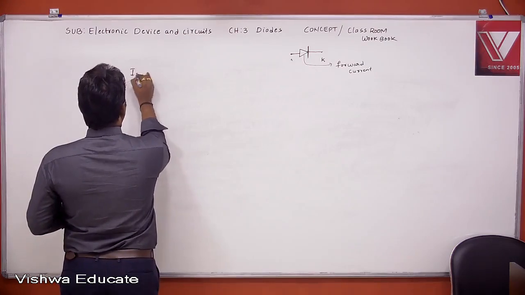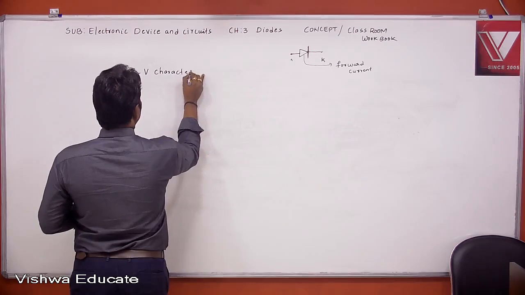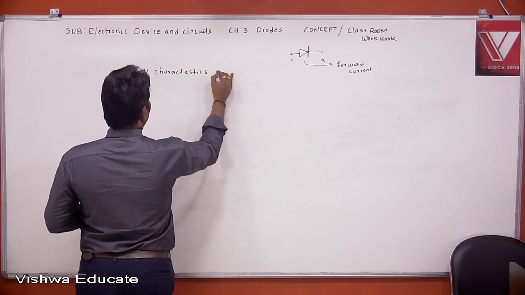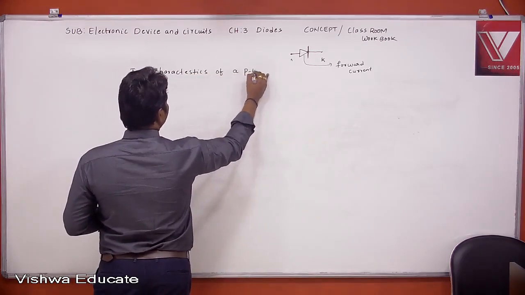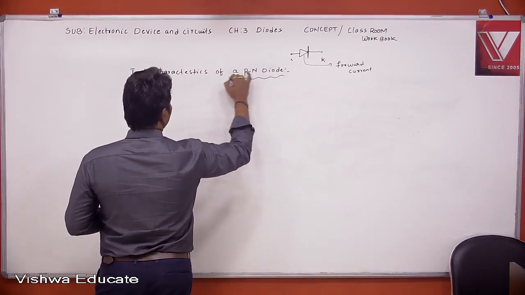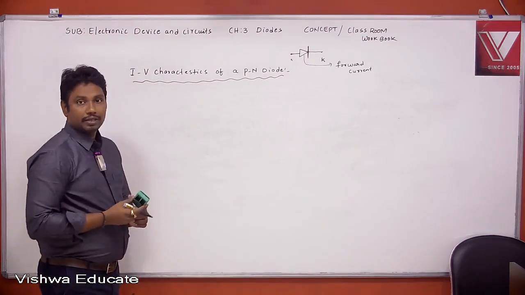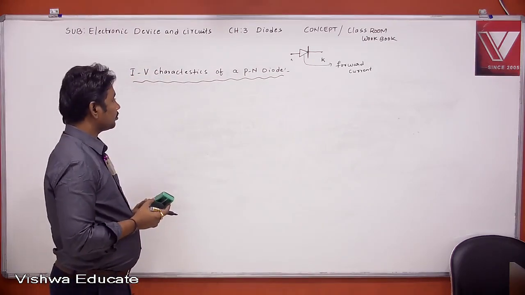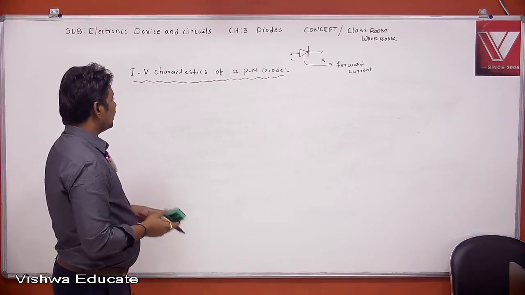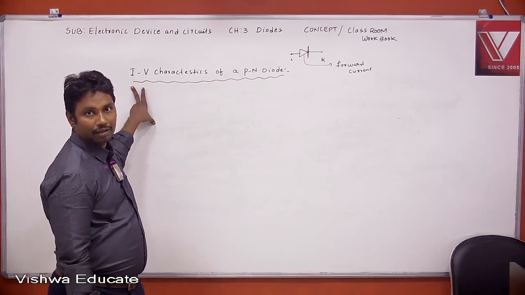Next topic, IV characteristics of a PN diode. See, why do we call it IV and not VI?